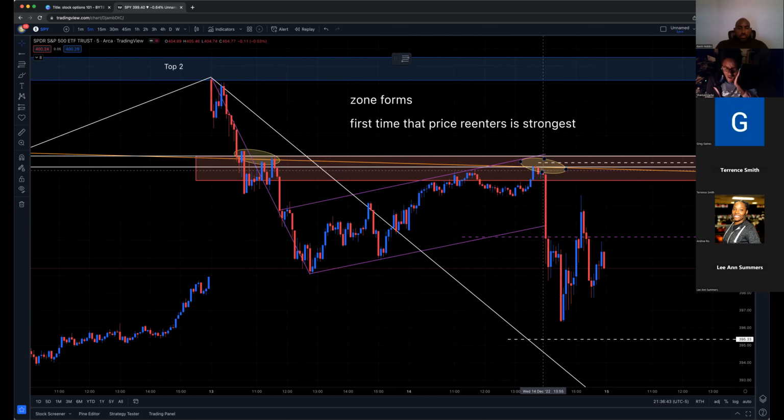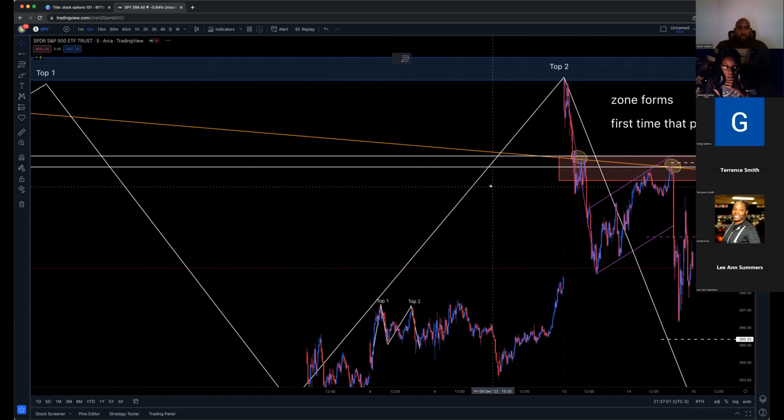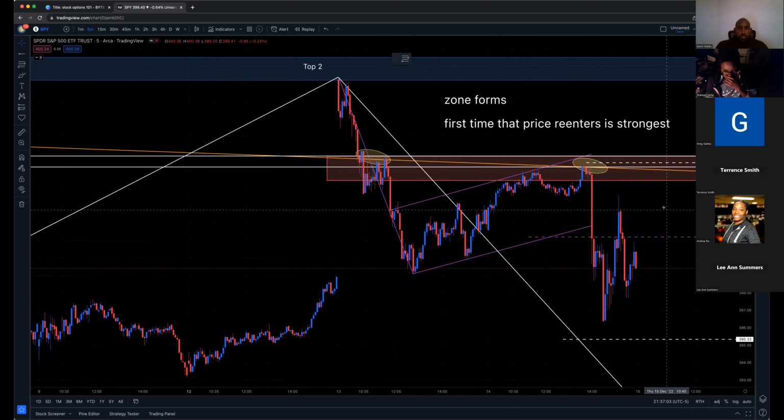So again, those areas of confluence, we had really 5 things that lined up. You have the supply zone, which is denoted by the red box here. We have the bear flag forming, which is denoted by the purple lines that you see. We have the trend line, which is that orange line that's all throughout the market.